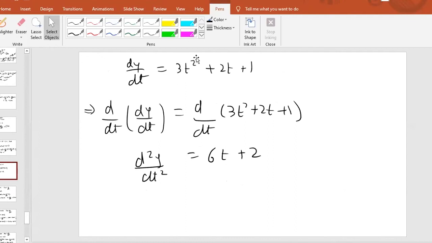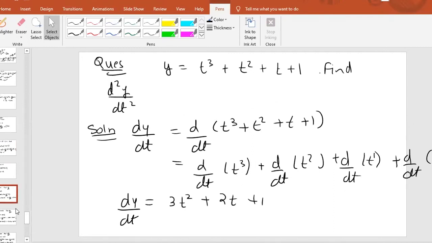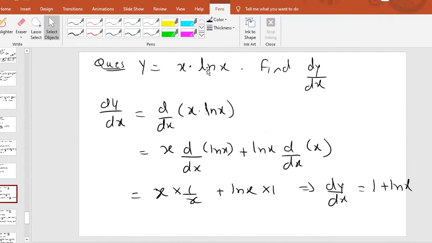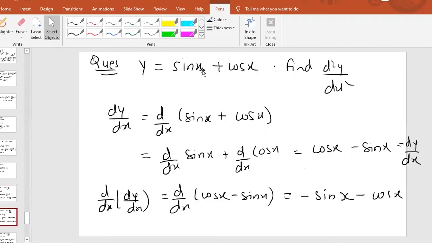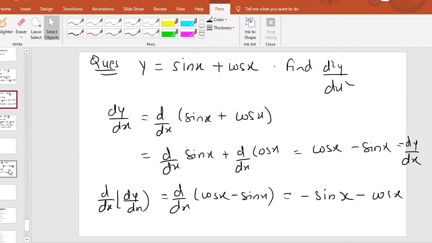Okay, 3t square is there, t power n form is there, 2t is there. Like this example I have taken here: x log x, which means inside the log function we have x, and in multiplication is also x. Inside this one, sin x and cos x. In all the examples I have taken, inside the function there is only x. Then we can directly use the method which I told you.